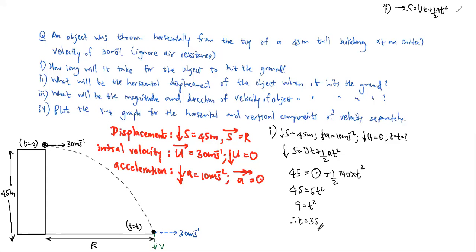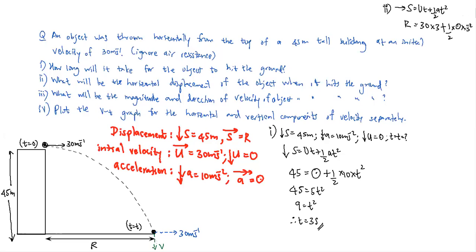All right, fine. Now horizontal displacement, well, we don't know that yet. So I'll take it as r. We have marked now, see, horizontal r is equal to horizontal u, that is 30, into time, we have found 3 seconds, plus half into, for acceleration, you should not put 10. If you put 10, it's wrong. You should put 0 into 3 square.